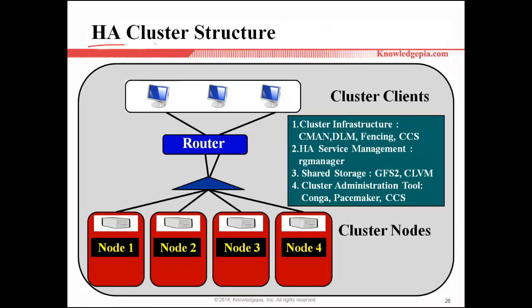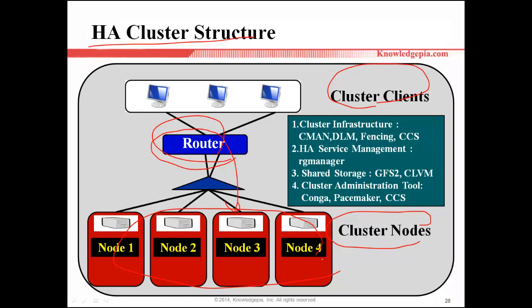Here is the HA cluster structure. This is a cluster client, and it can access the cluster nodes using the TCP/IP network. Here are cluster nodes 1, 2, 3. This is one cluster, and one cluster has four cluster nodes. For the infrastructure, we have CMAN, DLM, fencing, or CCS. For the service manager, we will use rgmanager. For shared storage, we will use GFS2 and CLVM. And for configuration and administration tools, Conga, Pacemaker, or CCS. We will cover these topics in this course.